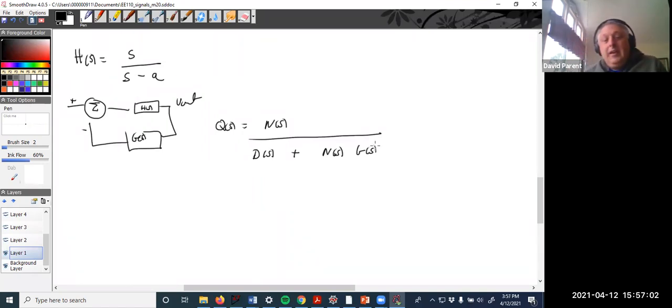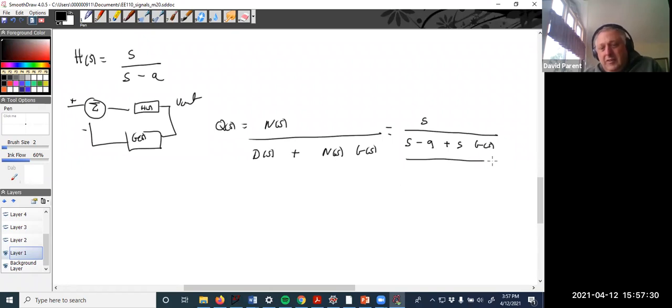I'm doing that because I have to go over it each time, and that'll be fewer examples I can get to. So what is the numerator? S. What is the old denominator? S minus a. The old numerator is S and G of S. All right, so this is the part I have to worry about, right? So S minus A plus S G of S.